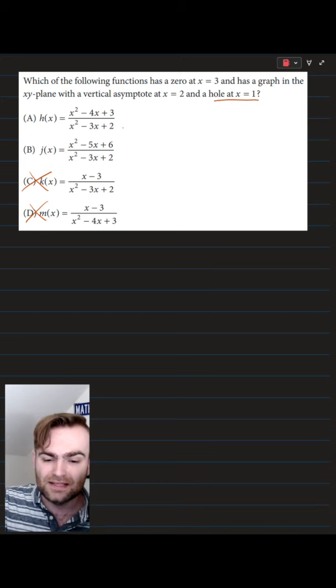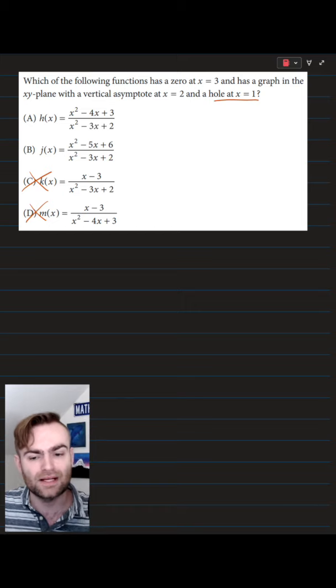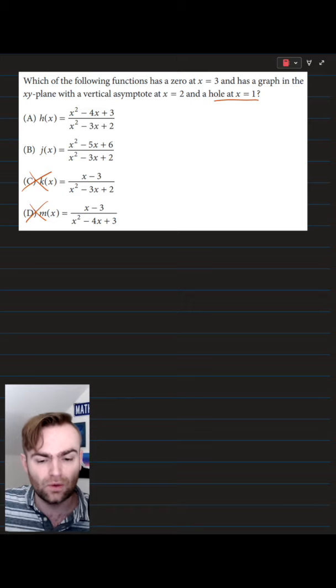Now we have these functions here. So if I plug in a 2, I can see 4 minus 6 plus 2 equals 0, and we have the same thing for both. So we don't have to really worry about the vertical asymptote here. We're really worried about the hole.